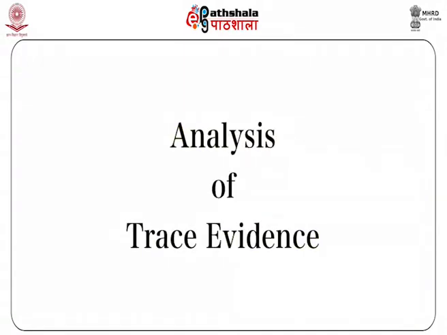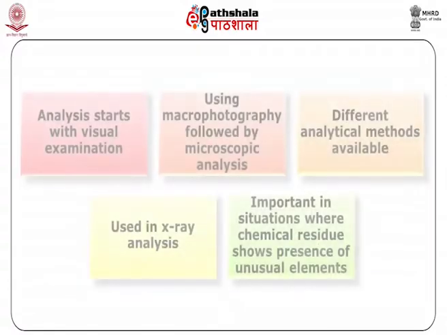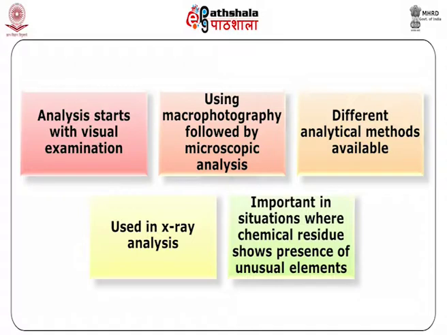Analysis of trace evidence. Trace material analysis starts with visual examination of the evidence using macrophotography followed by microscopic analysis. There are different analytical methods based on different types of material available for analysis, such as stereomicroscope and scanning electron microscope, SEM. It is used in X-ray analysis for selected sample area.